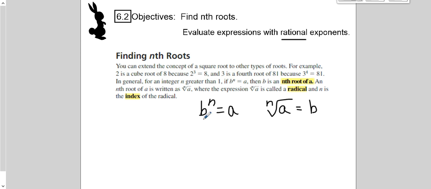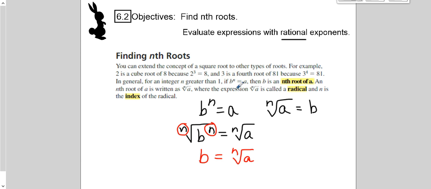So if you start with this one and you do the nth root of both sides, the nth root of b to the n, when these two numbers match, they undo each other, raising something to a power and doing that same type of root. Those undo each other, so we get b equals the nth root of a. That's what this was saying. If b to the n equals a, then b is an nth root of a.